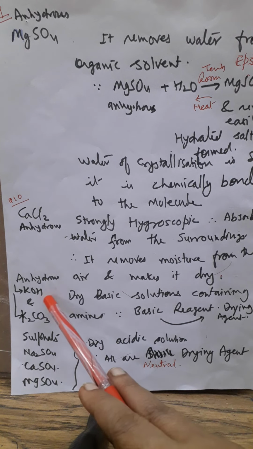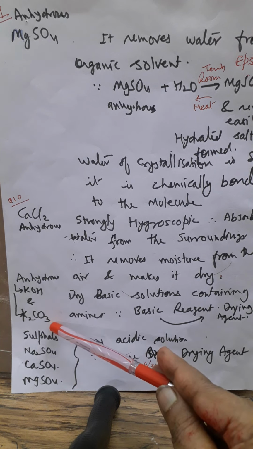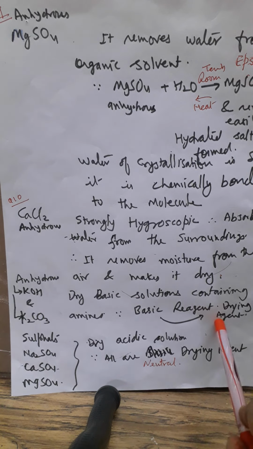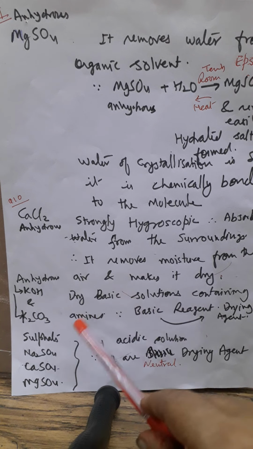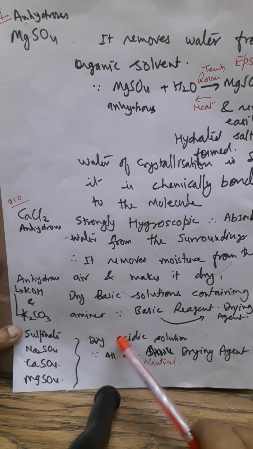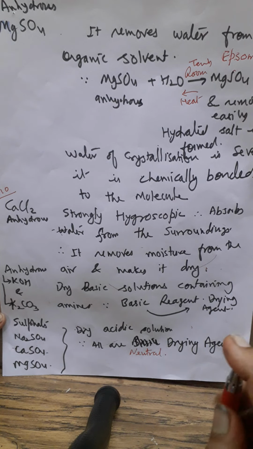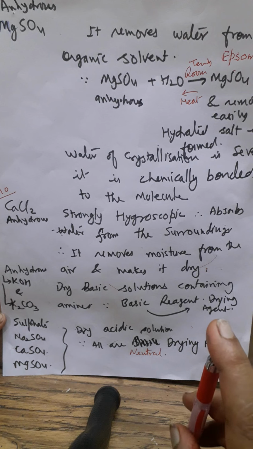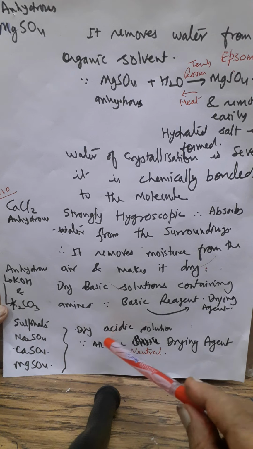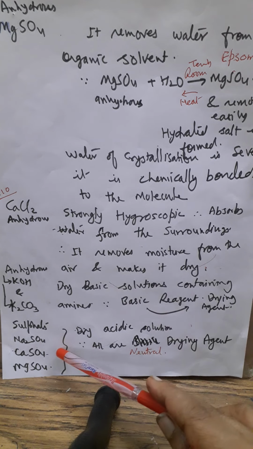Now we'll discuss this. NaOH and KOH and K2CO3 are basic drying agents, right? That is why they will dry basic reagents such as ammonia. You can use them to dry ammonia, because ammonia is also basic in nature. Basic reagents can be dried by these, and for ammonia, think about calcium oxide, right? Now Na2SO4, CaSO4, MgSO4 dry acidic solutions. Why? Because they are neutral drying reagents.